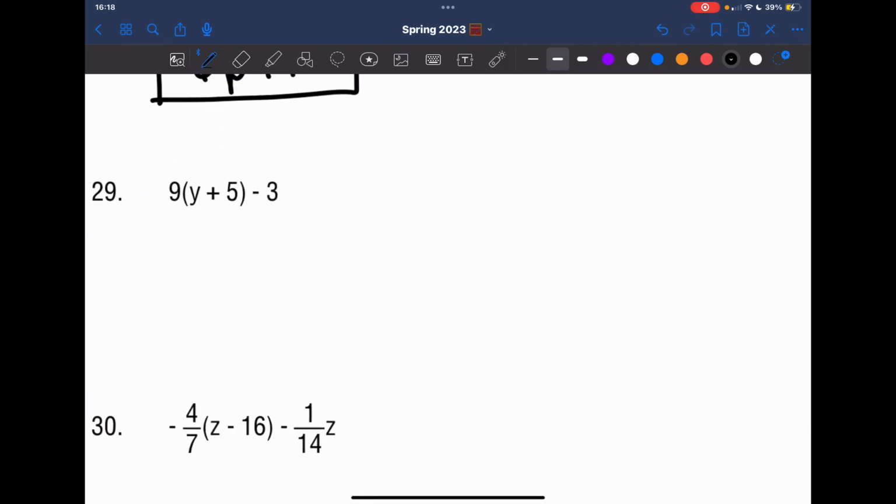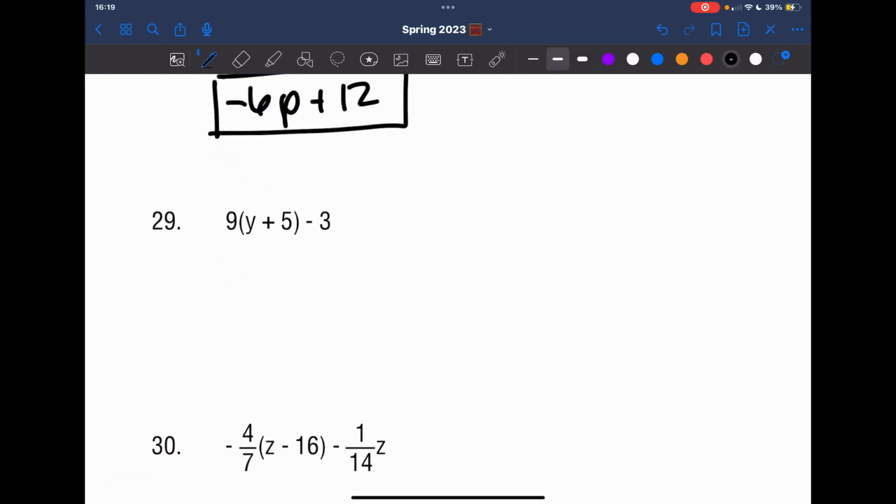Number 29 is going to be 9 times y, 9 times 5. So I'm going to get 9y plus 45 minus 3, 9y plus 42.